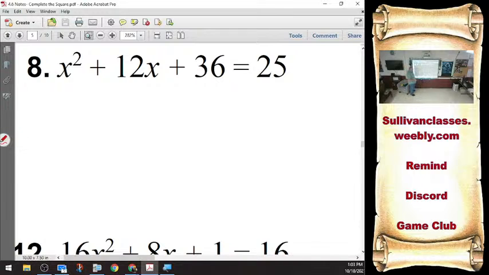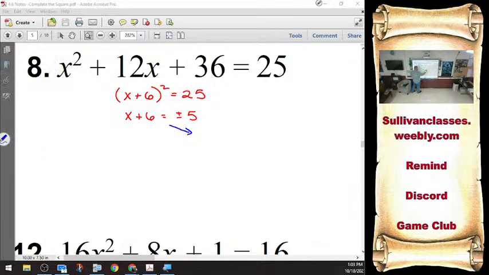Well, factors of 36 add up to 12. 6 and 6. That means this is a perfect square trinomial and can be written as x plus 6, a quantity squared. Square root both sides. Plus or minus 5. What you're really doing here is saying x plus 6 is 5 and x plus 6 is negative 5. Okay?